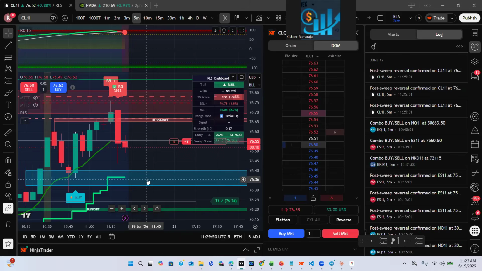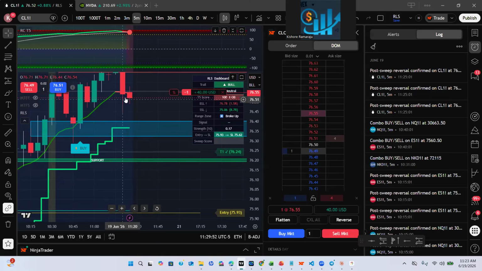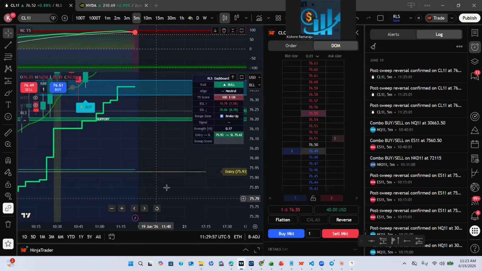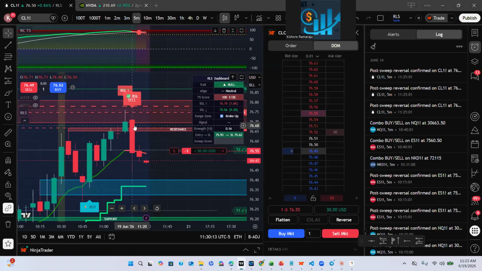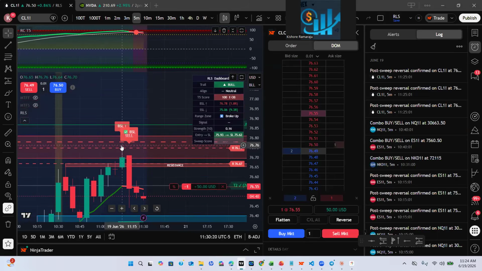Now I'll book profits here. If it breaks this support, then it can go to this level. If it also breaks that, then it will go much further down. It can come all the way to $75 again. So I'll go above this candle, wherever you got this BSL, and put a stop loss. This is my swing high, so I can just go there.